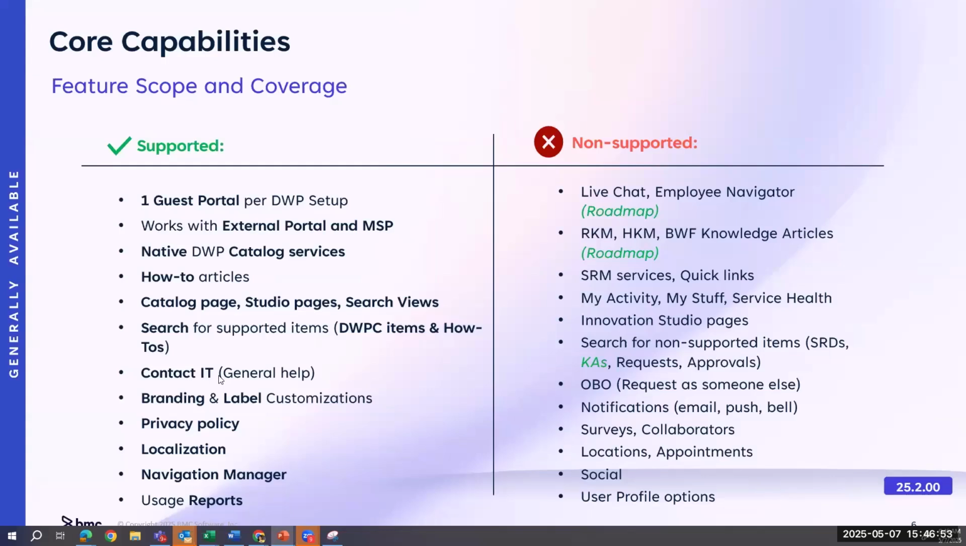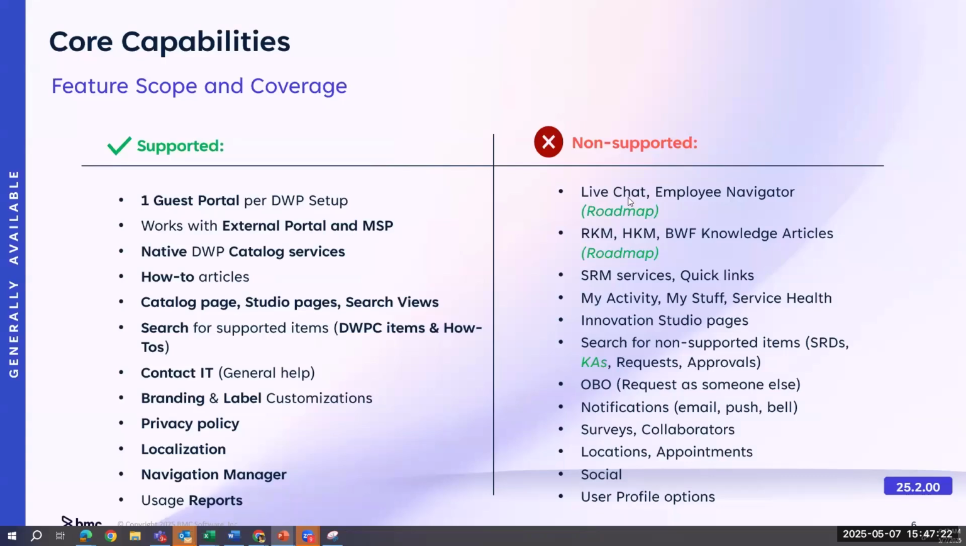Contact IT button. So you have a contact button for general help that will be made available. Branding and label customization will all be available to you in different locales. You can do all of that. Privacy policy is available. Localization, as I said, is available. Navigation manager for managing your top navigations, and then your homepage association, request redirection pages, all of that will be available. And the reports for usage will also be available to you.